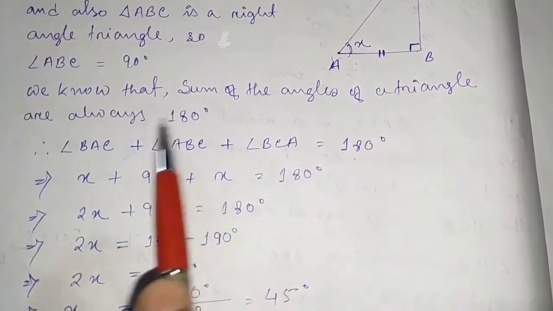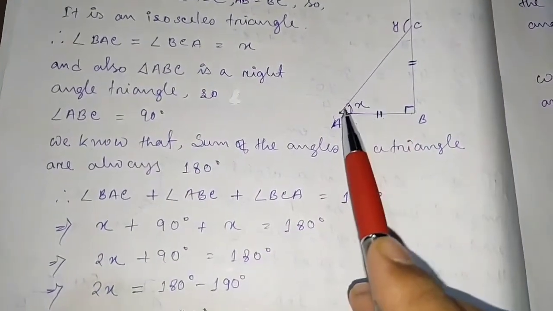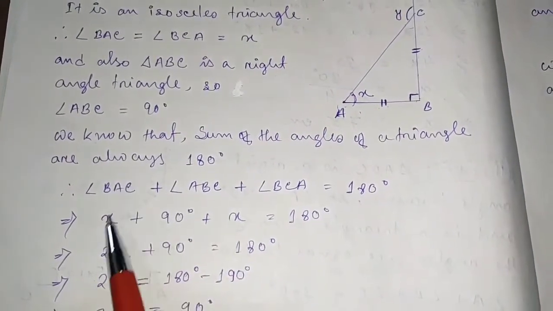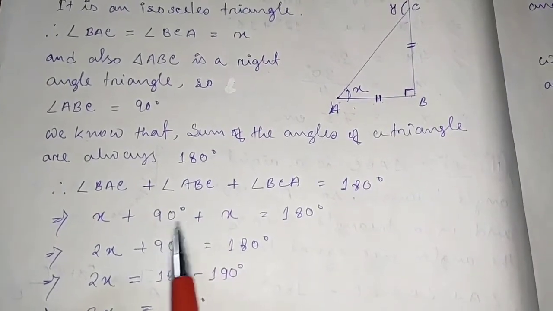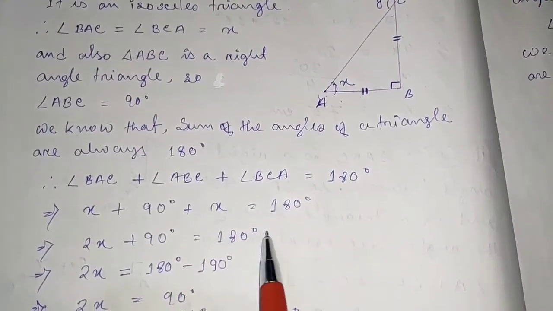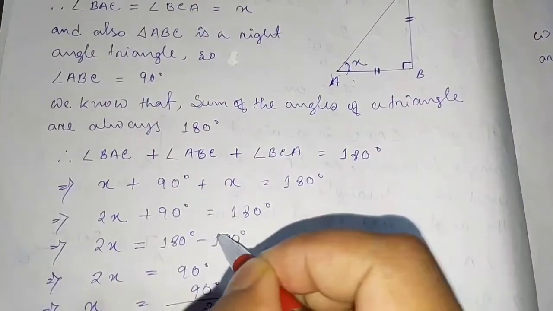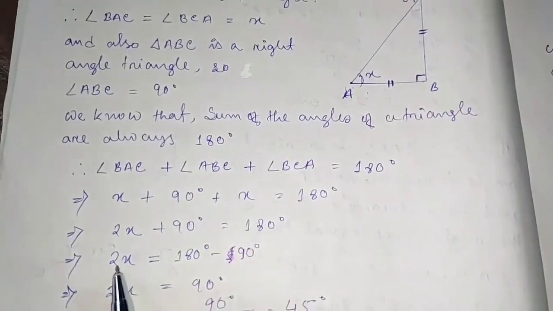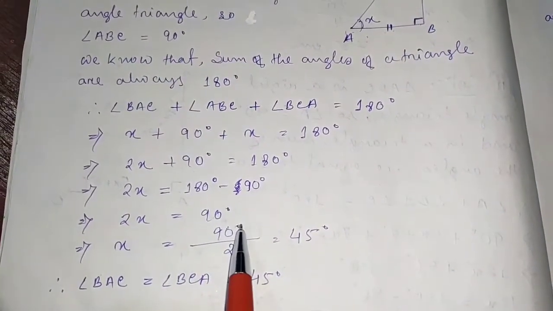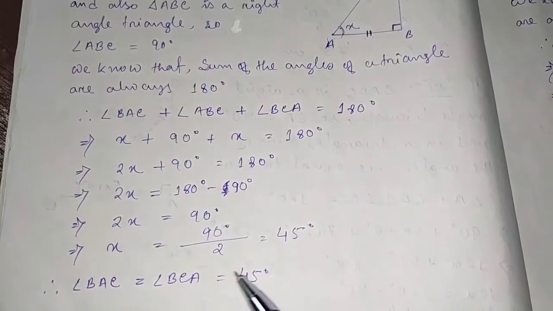And we know that the sum of the angles of a triangle is always 180 degrees. Therefore angle BAC plus angle ABC plus angle BCA equals 180 degrees. So BAC is x, ABC is 90, and BCA is x, equal to 180 degrees. So x plus x, 2x plus 90 is equal to 180 degrees, and 2x equals 180 minus 90, which becomes 90. So 2x equals 90, therefore x equals 90 divided by 2, which is 45. This means angle BAC is equal to angle BCA, which is 45 degrees.